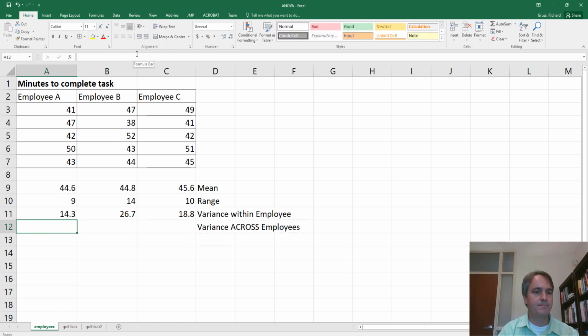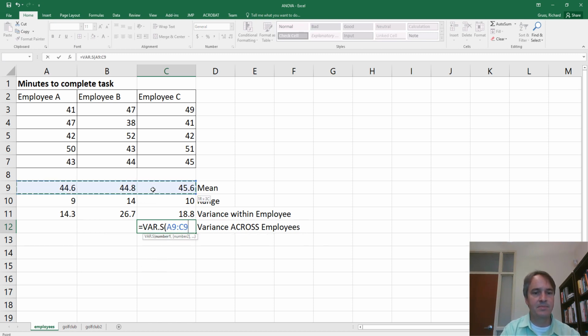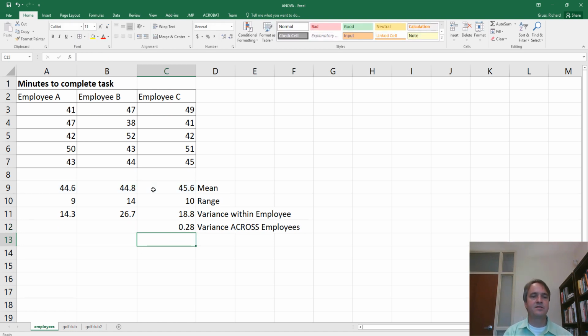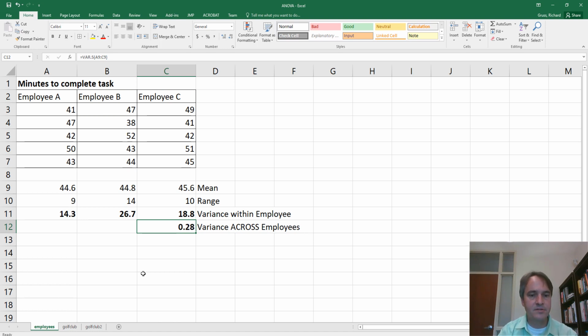Let's do the variance of, well, let's put it over on the right near its name. So we'll do the variance of these means. So how much variability is there in the means of each employee? And we can see that that's actually fairly small. So we have variances within the employees that have numbers like these, and we've got the variance across all of the employees.